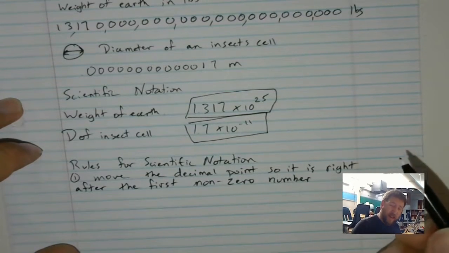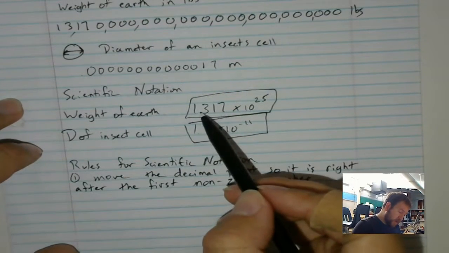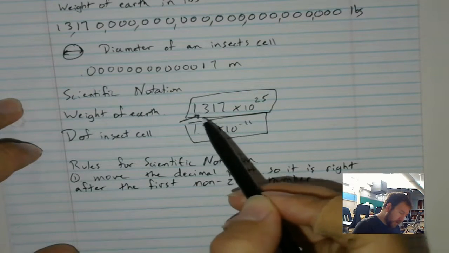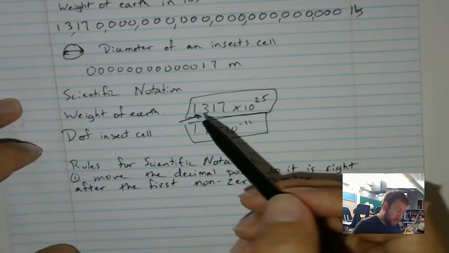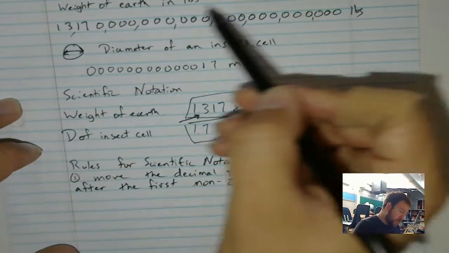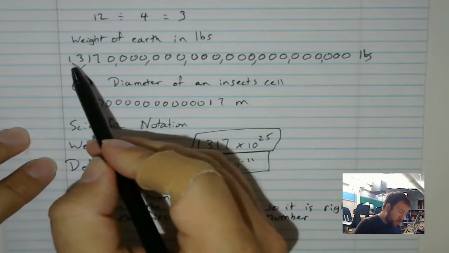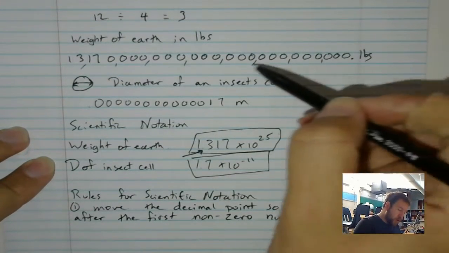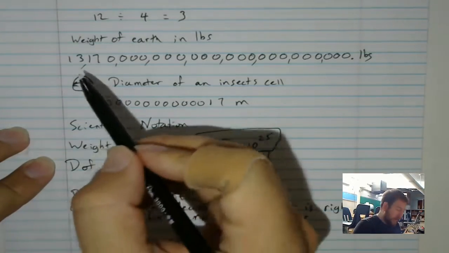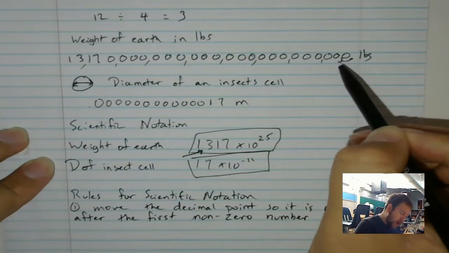And you can see that that happened here. The weight of the Earth, the decimal point is right here. I'll draw a little arrow. Right after the 1, which is the first non-zero number. Here's my number up here, my giant number. And I would move my decimal point all the way back here, because that's where it is, all the way up into the beginning. And that's kind of where I would do all my little hops, and I would count.